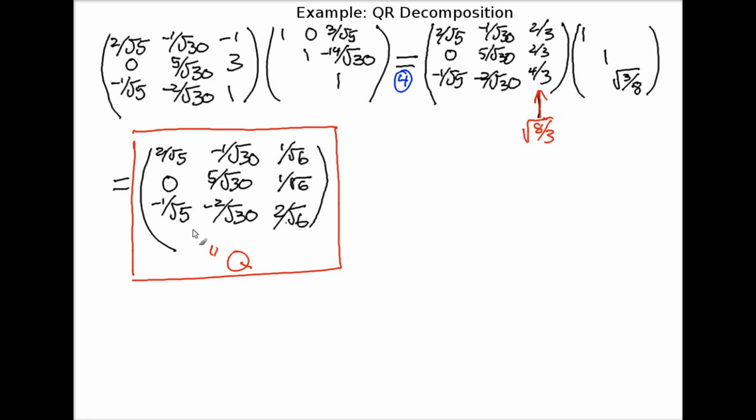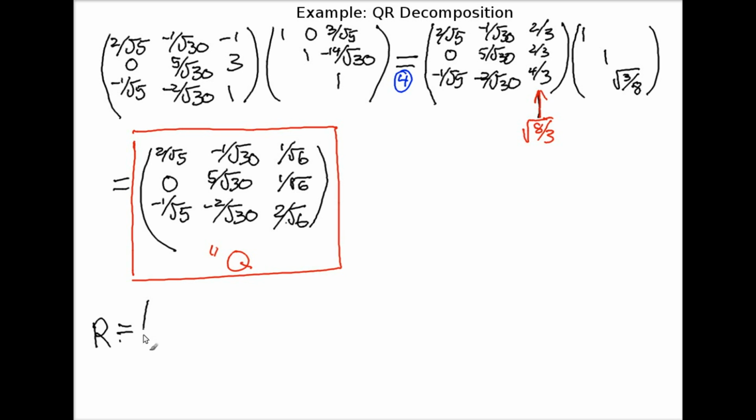And let's just take a gander at this. The first column has length 4/5 plus 1/5 is 1. And the second column has length 25 plus 4 plus 1 is 30 over 30. And the last column has length 4 plus 1 plus 1 is 6 over 6. And if you take the dot product of any two columns, you get 0. So this matrix is indeed orthogonal. And the only question is, what's our matrix R?